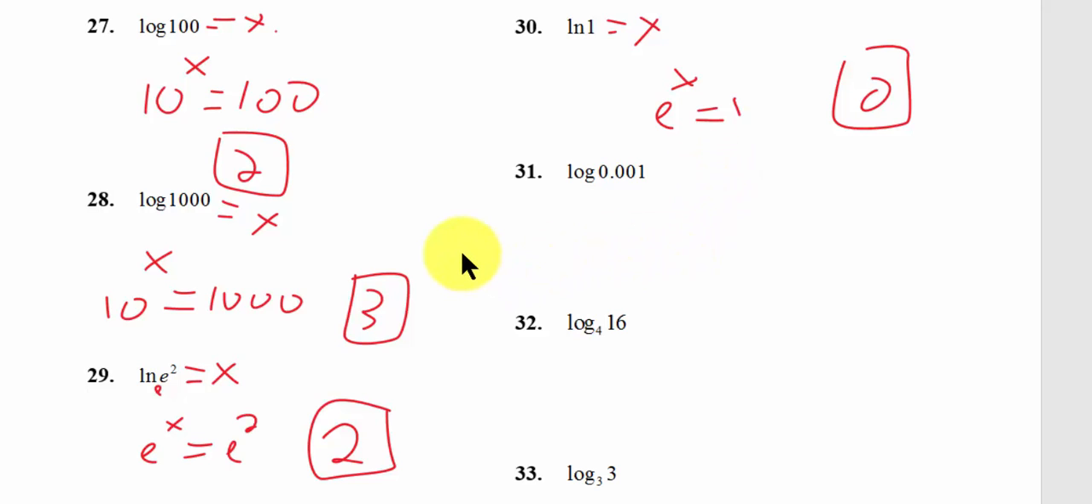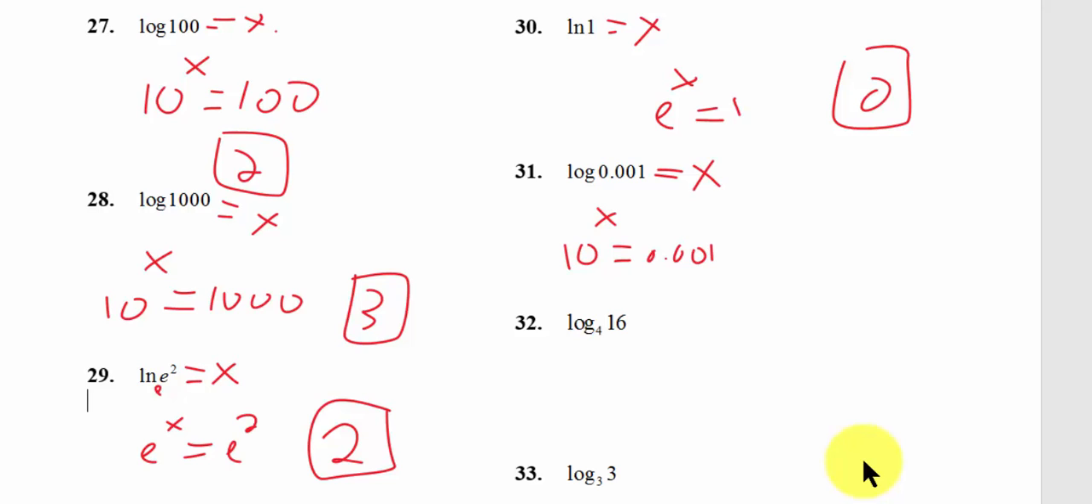Number 31, now we're back to log. So you might say, when do we use e and when do we use log? We use e if I see ln. We use the 10 if I see log. So this would be 10 to the x equals 0.001. We don't know what this equals, so we'll call it x.